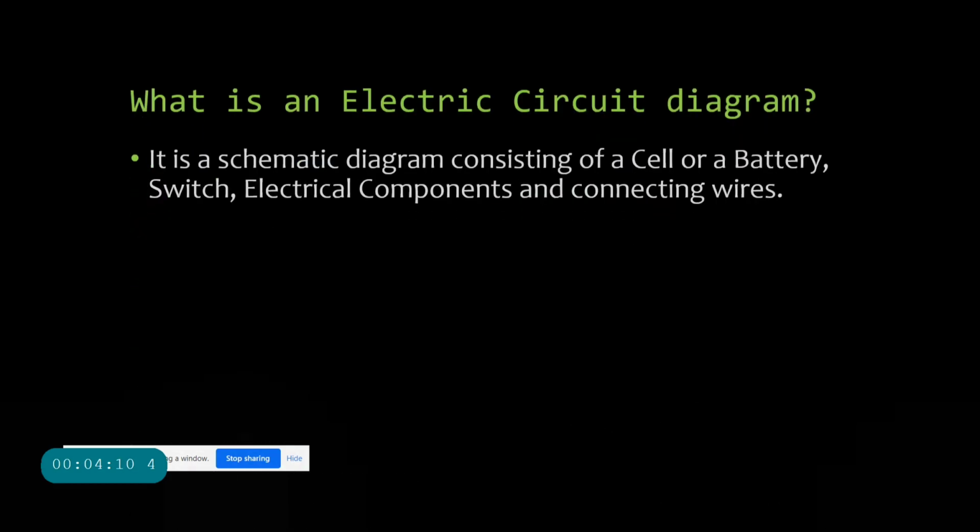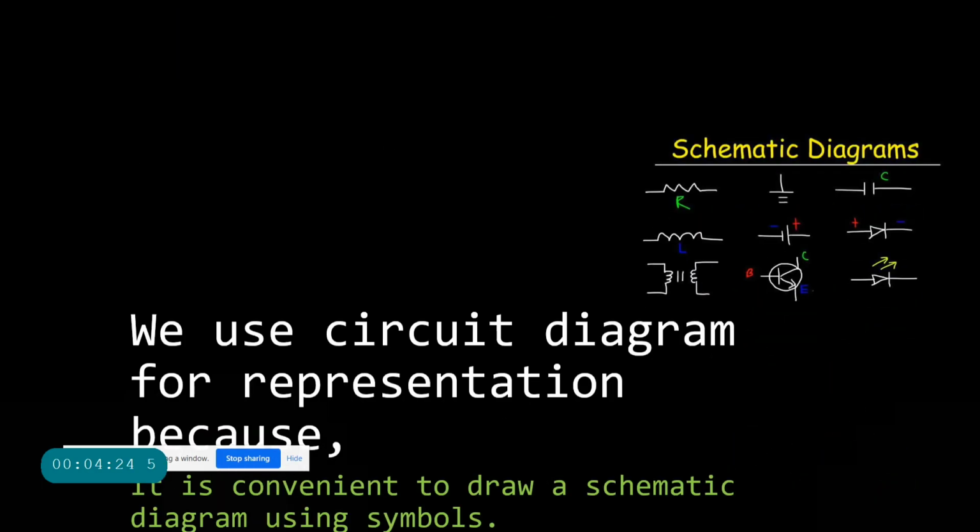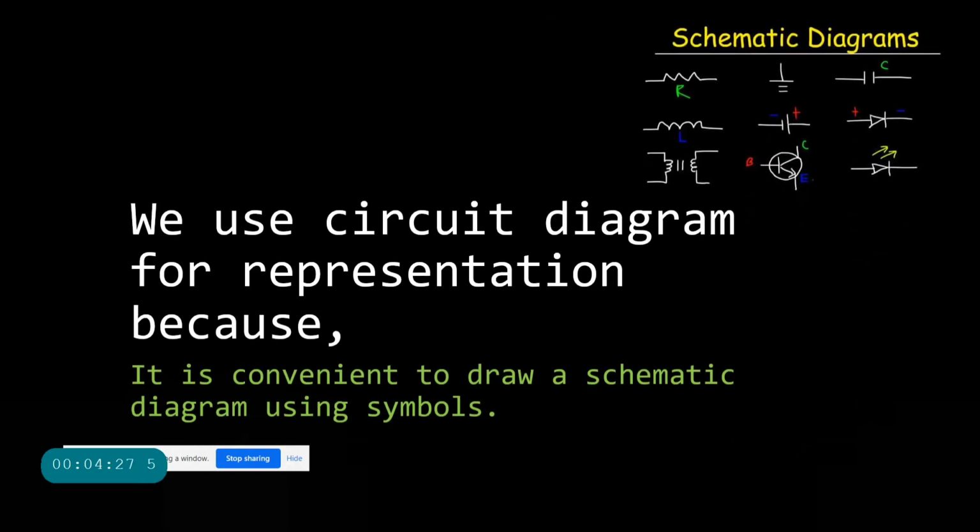What is an electric circuit diagram? An electric circuit diagram is a schematic diagram consisting of a cell or a battery, switch, electrical components, and connecting wires. We use circuit diagrams for representation because it is convenient to draw a schematic diagram using symbols. You can see the symbols over here.